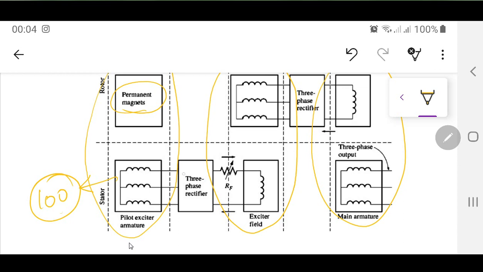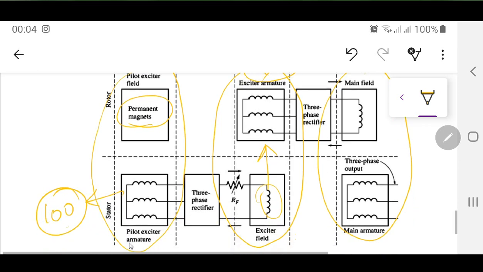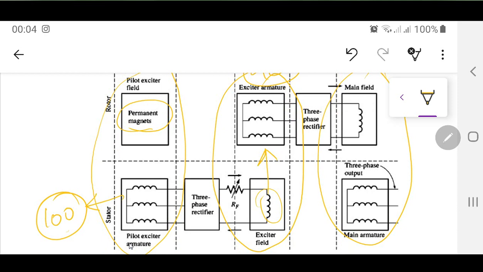But this 100 volt is again rectified through a three-phase rectifier, and then this voltage is going to provide that necessary flux, and this time this is going to produce that 400 volt, and then again it's rectified. Now you don't require any three-phase supply from the grid. You don't require any diesel generators. So this is very important. So this type of scheme is called a pilot exciter scheme.